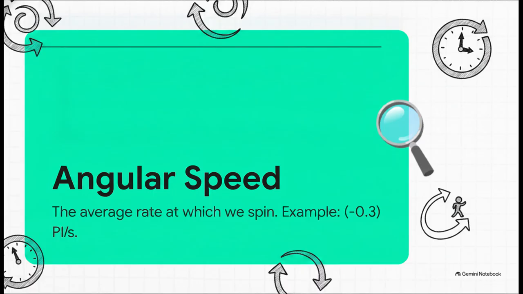This rate of turning becomes a completely new unit of measurement for us, which we call angular speed. Since we just turned an angle of pi over the course of 0.3 seconds, our average rate of spinning gives us an angular speed of negative 0.3 pi per second. So we've basically got a brand new way to measure our movement.